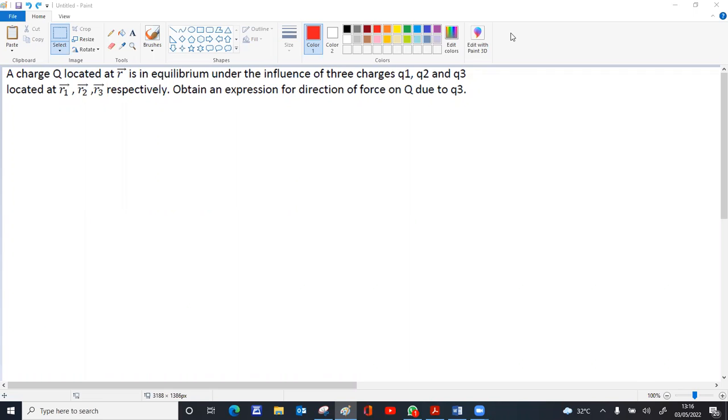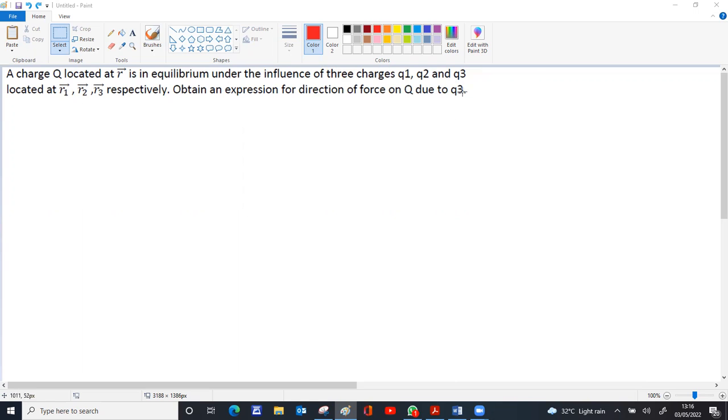In this question, a charge capital Q is located at R vector. It's in equilibrium under the influence of three other charges Q1, Q2, Q3. These three charges are located respectively at R1 for Q1, R2 for Q2, and R3 for Q3. Obtain an expression for the direction of force on Q due to Q3.